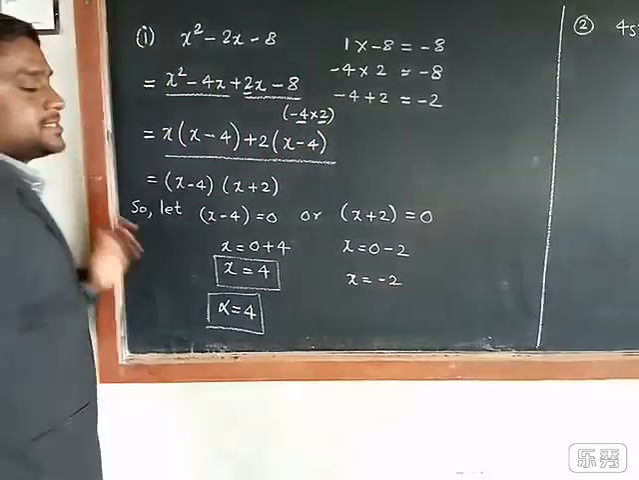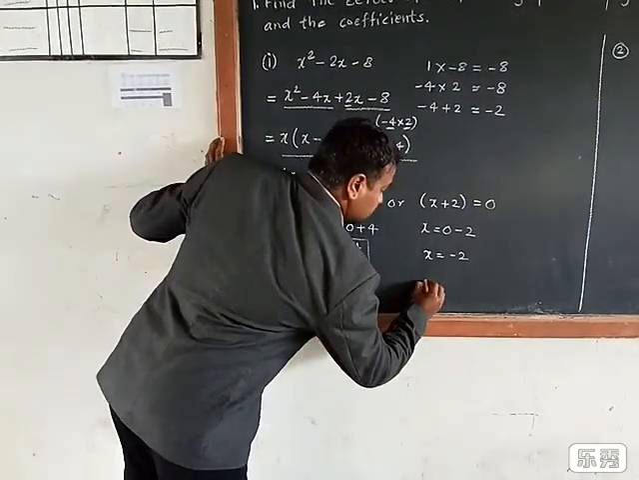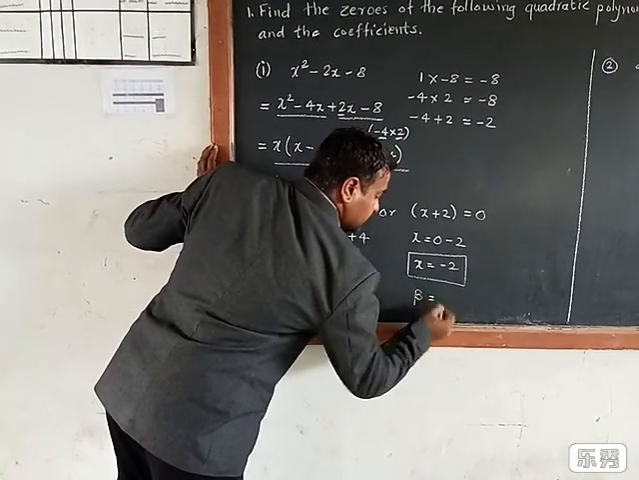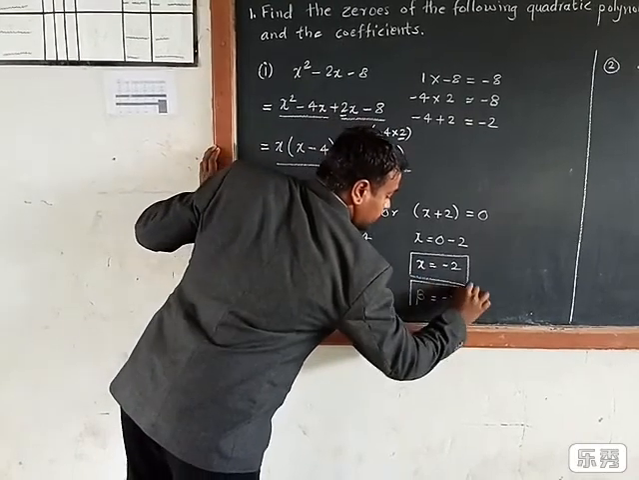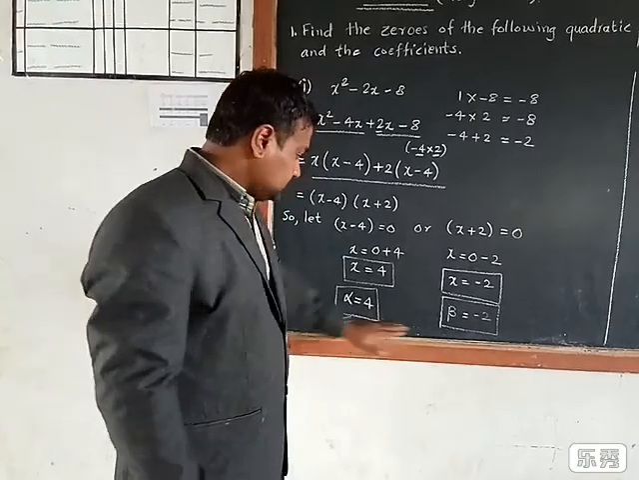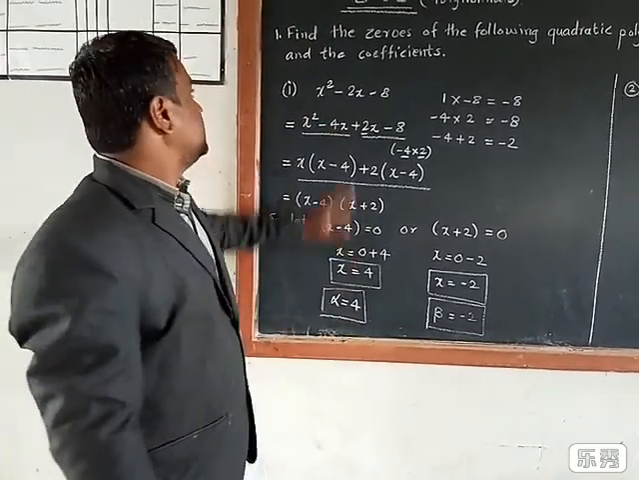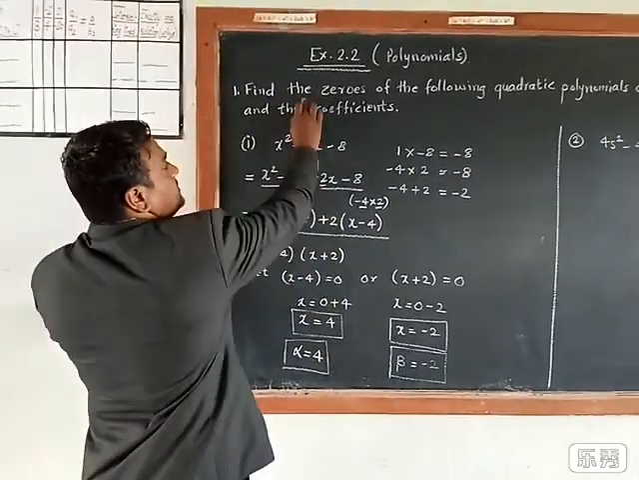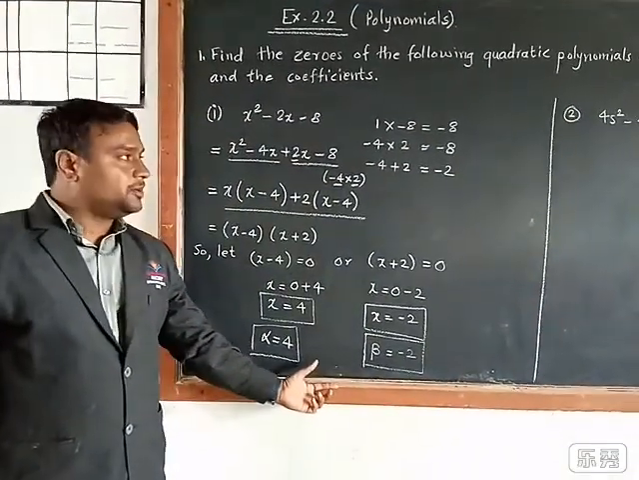So here we got our second zero, that we call beta. So beta, that is our second zero of this quadratic polynomial, is minus 2. So now we have two zeros of this quadratic polynomial. So here we complete our half question: find the zeros of the quadratic polynomial.